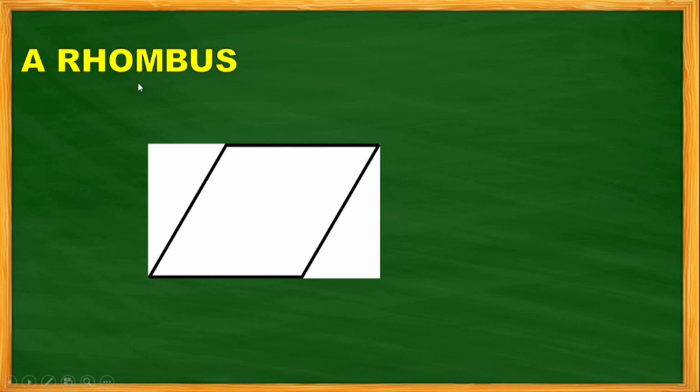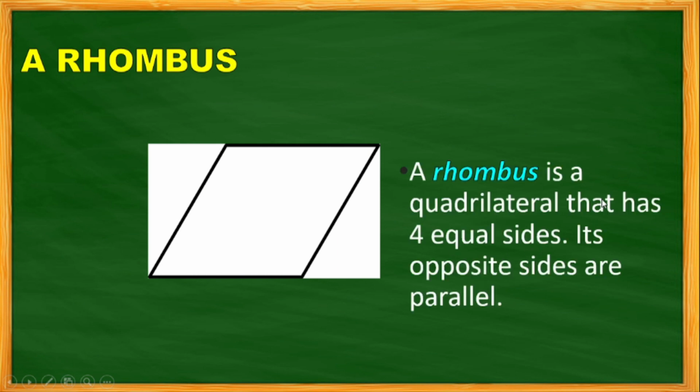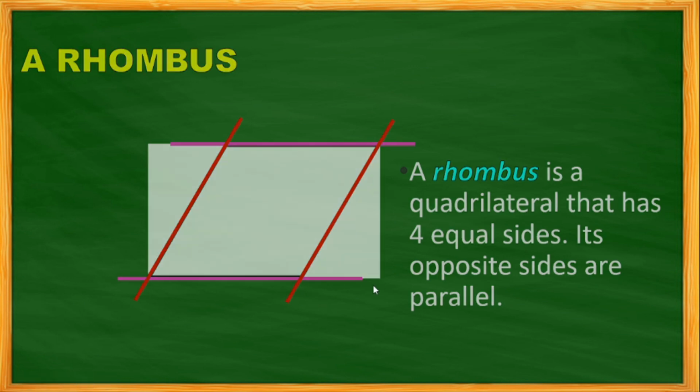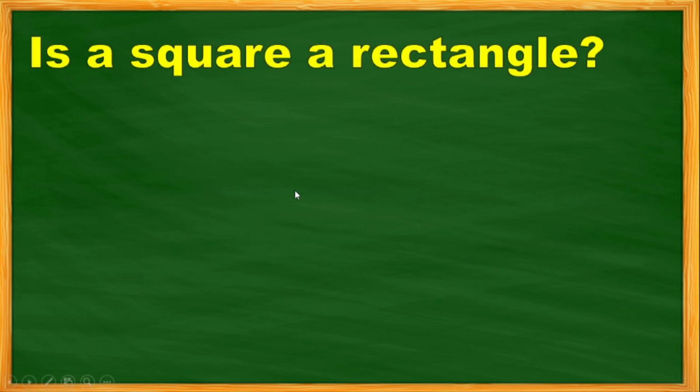And a rhombus is a quadrilateral that has 4 equal sides. Its opposite sides are parallel. So this one is parallel to this one, and this one is parallel to this one, and all sides are equal. So this would be the question.